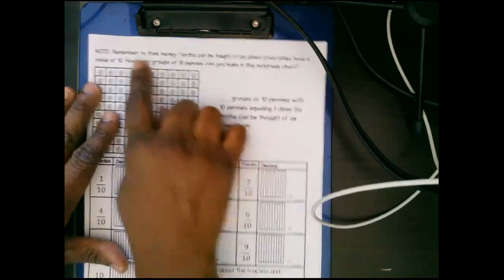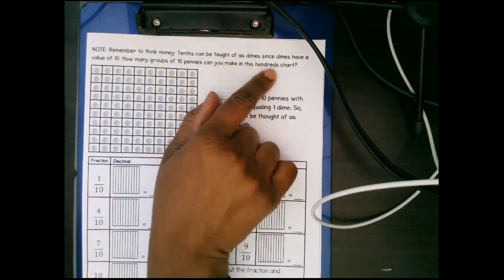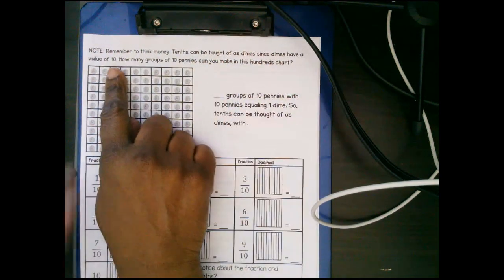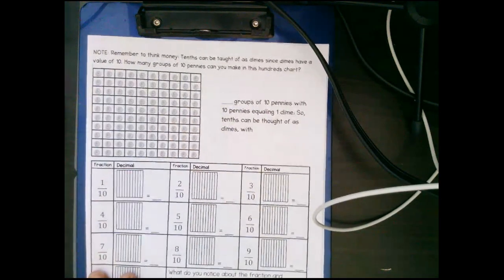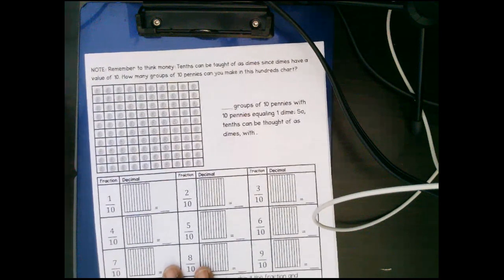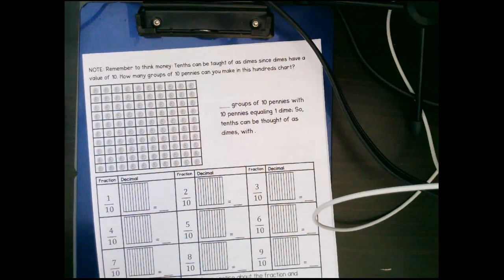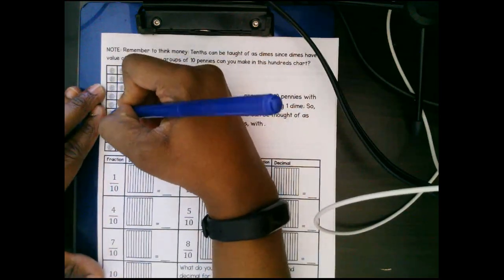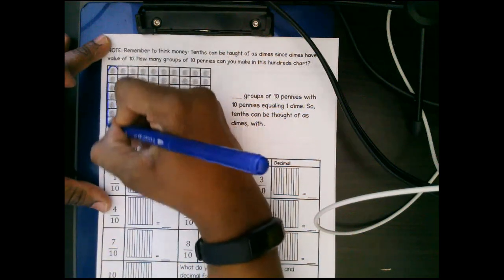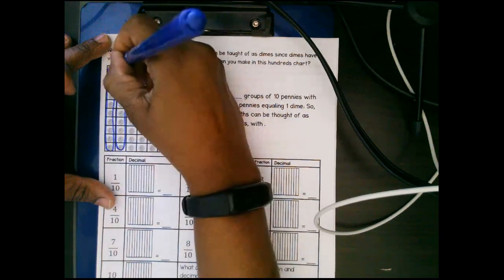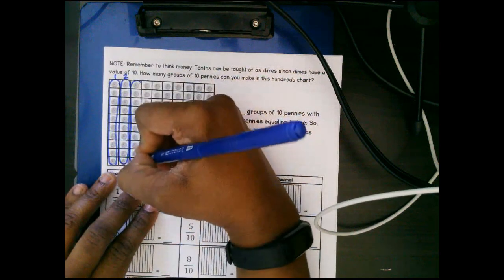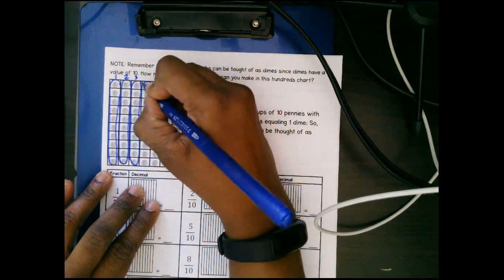All right, Tims. Remember to think money. Tims can be thought of as dimes, since dimes have a value of 10. How many groups of 10 pennies can you make in this hundredths chart? You can either go up and down or across. I'm going to go up and down. So 1, 2, 3, 4, 5, 6, 7, 8, 9, 10. So 10 pennies is a dime. Here's one group. Here's a second group. Here's a third group. Your paper should look like mine.